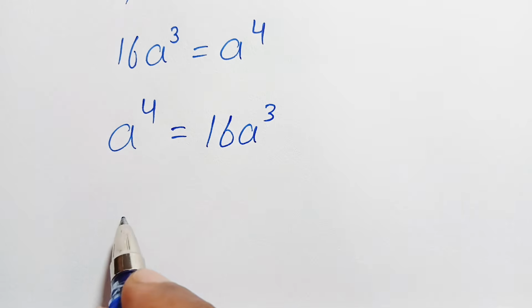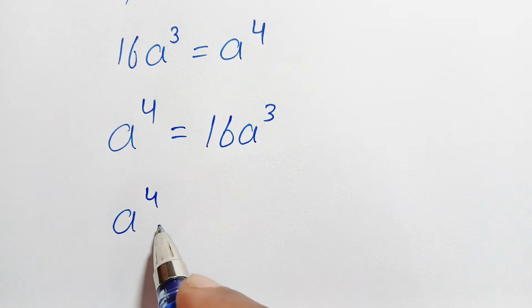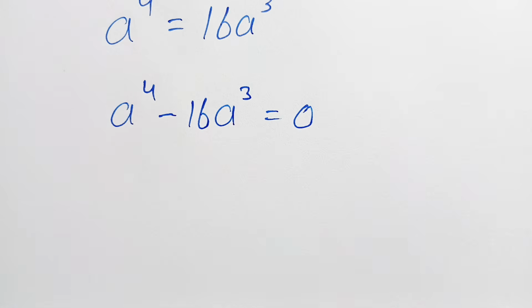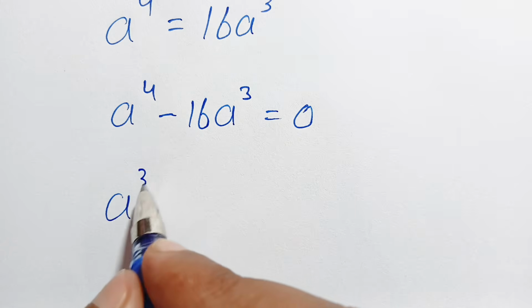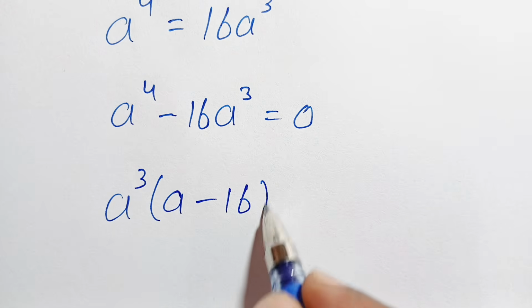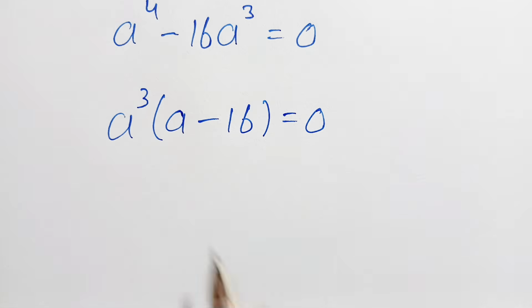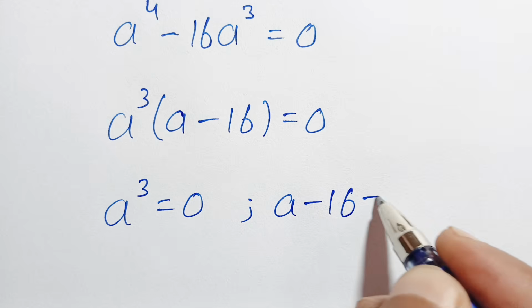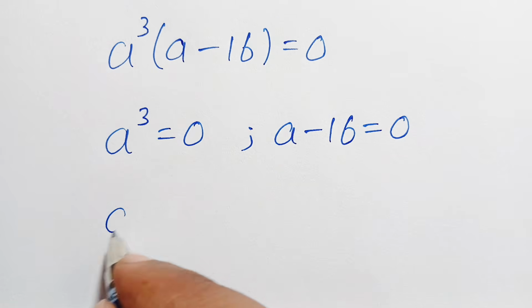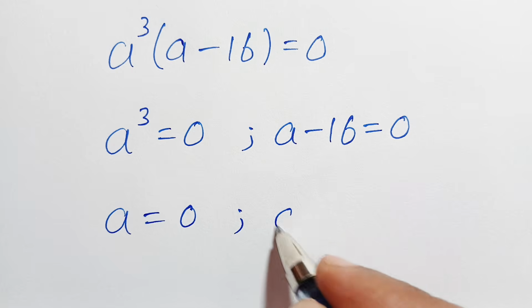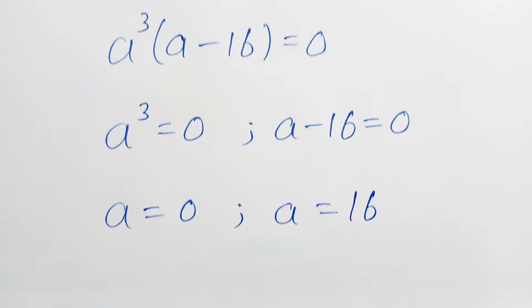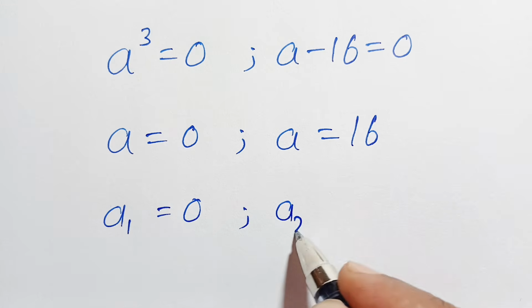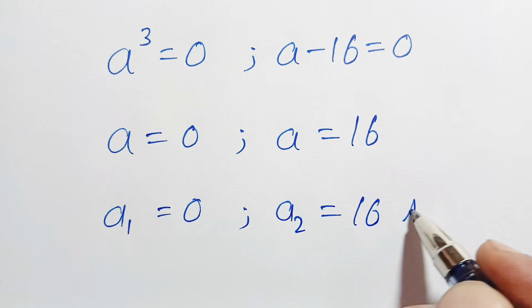Now move this term to the left hand side, this becomes a power 4 minus 16 a cube equal to 0. Now by taking the highest common factor, that is a cube, the leftover term is a minus 16 equal to 0. Here we have two possibilities: a cube equal to 0, or a minus 16 equal to 0. Here a equal to 0, a equal to 16. Here we have two values, that is a1 equal to 0 and a2 is equal to 16. This is our final answer.